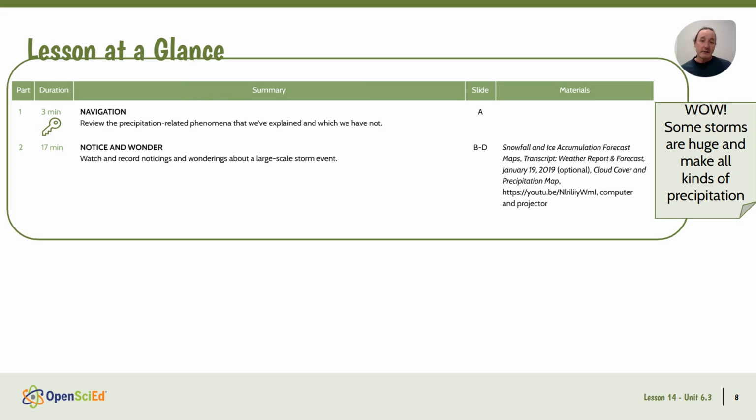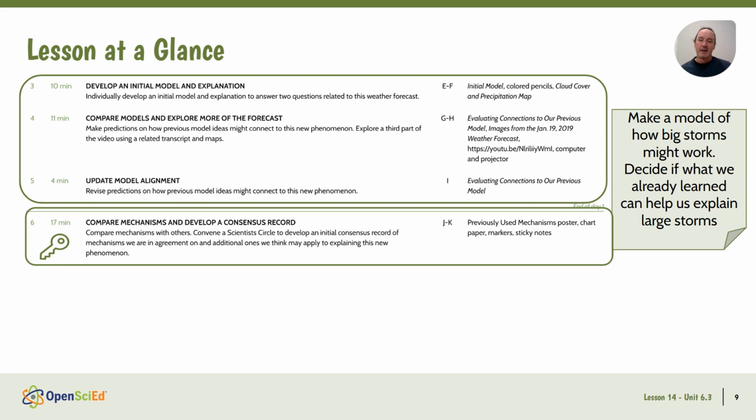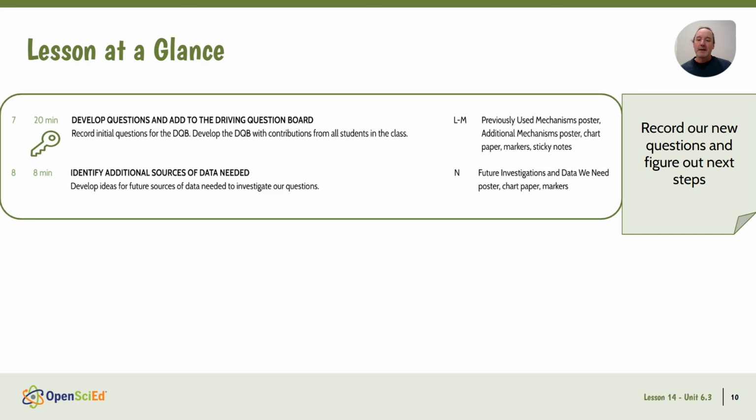In the first chunk, the key moment comes when they revisit their related phenomena poster and find out there's lots of things they can't understand. And we see through a forecast that storms can be huge and make lots of kinds of precipitation. In the middle chunk, we try to model out how a big storm could do all of that, with a key moment coming when we create our class consensus model. And then lastly, redevelopment of the driving question board, adding questions and looking for additional sources of data.